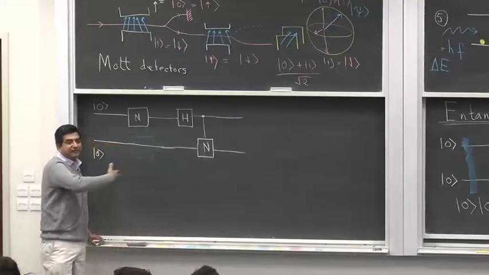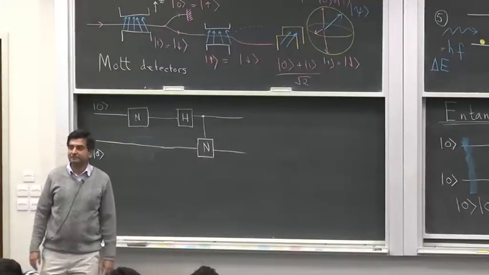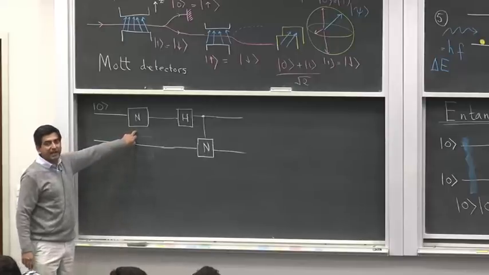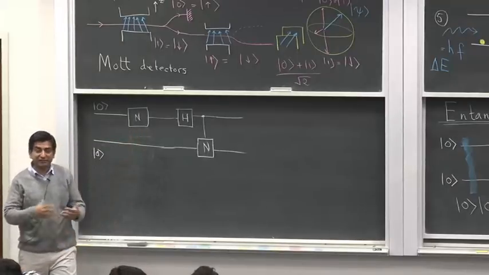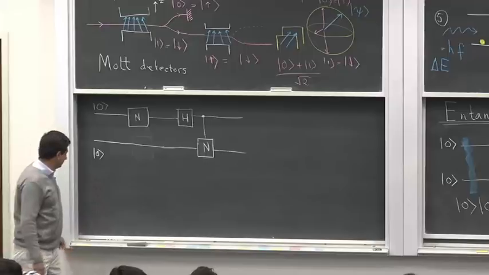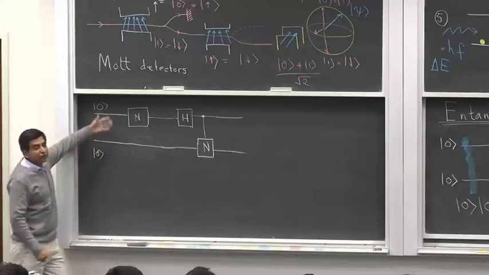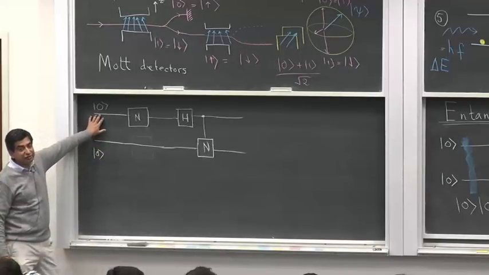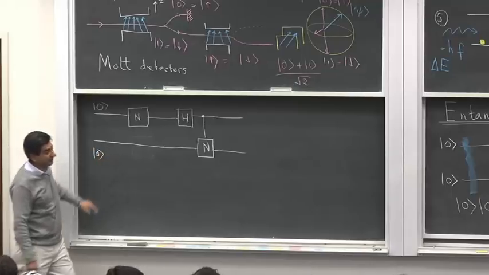Alright, now I have this quantum circuit. On the first qubit, I apply a quantum logic gate, which is just a NOT gate. So the state is of course separable here. I know what the state of the first qubit is, and I know what the state of the second qubit is.